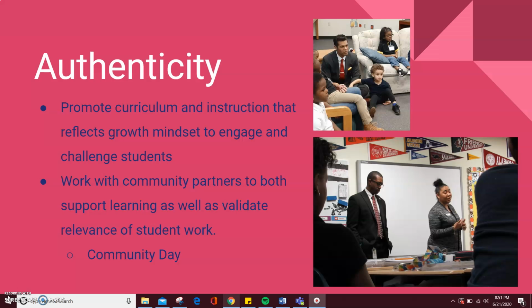And at the end of the month, having a few community members come in and discuss what it is that they do in the community and how the skills the students are working on currently affect the jobs that they have in the community.